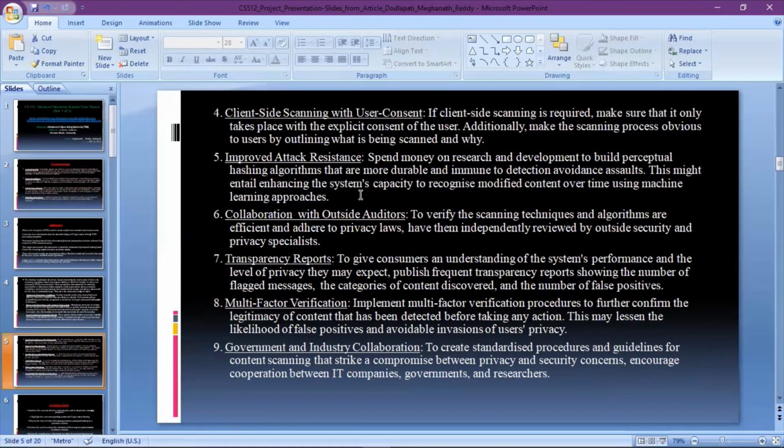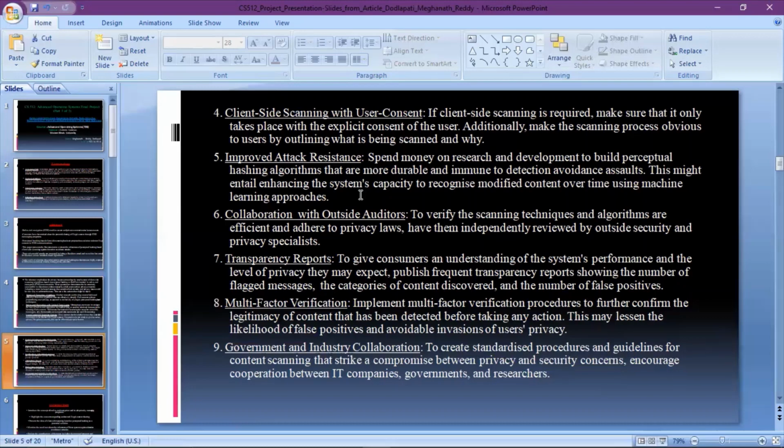And the fifth method is to improve attack resistance. Invest in research and development to create more robust perceptual hashing algorithms that are resistant to detection avoidance attacks. This may involve using machine learning techniques to continuously improve the system's ability to detect manipulated content.